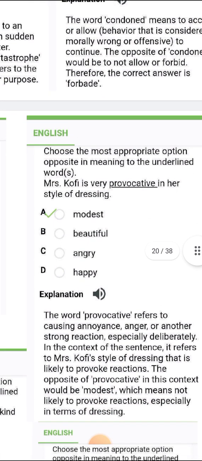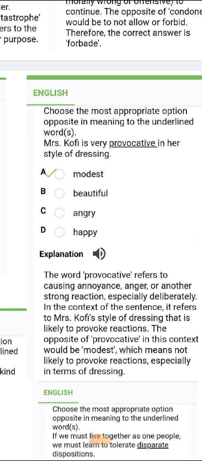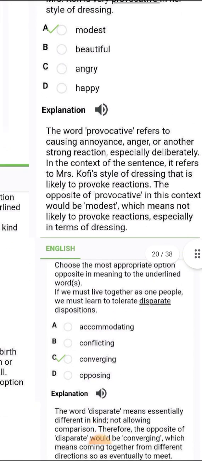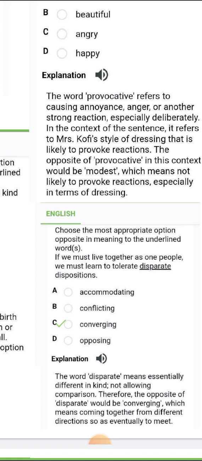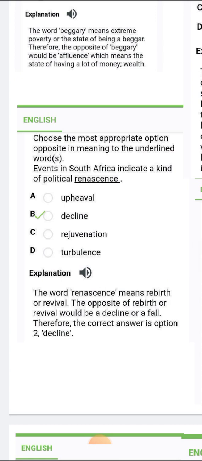Provocative, which is modest. The word provocative refers to causing annoyance, anger, or other strong reactions, especially deliberately. Disparate, converging. The word disparate means essentially different in kind, not allowing comparison. Therefore, the opposite of the word is converging. Renaissance, which is decline. The word renaissance means rebirth or revival. The opposite of this word would be a decline or a fall. Therefore, the correct answer is option 2, decline.